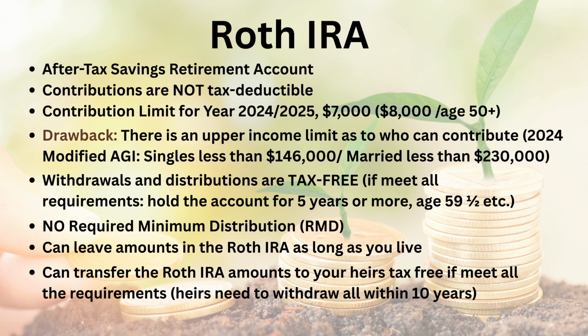One of the drawbacks of Roth IRA is that if you're a high-income earner, you might not be able to contribute if your modified AGI is over $146,000 for singles or $230,000 for married.